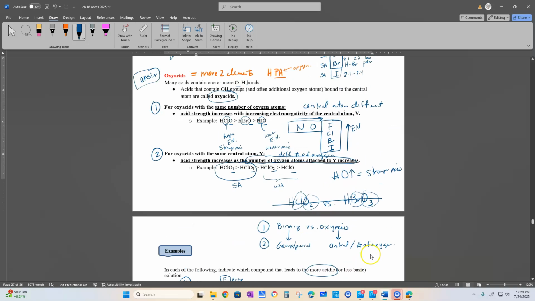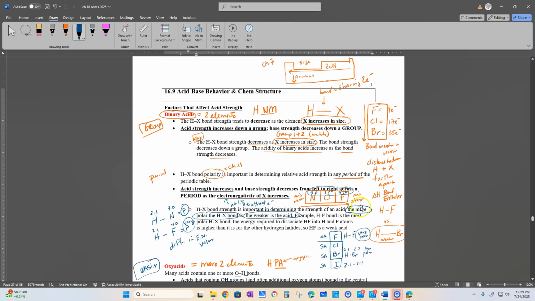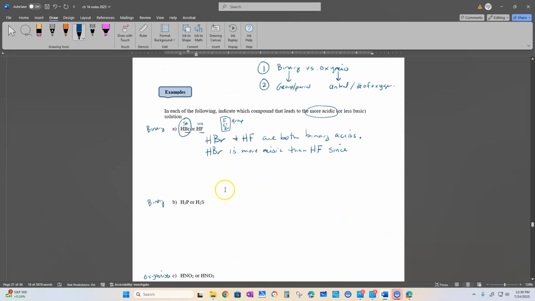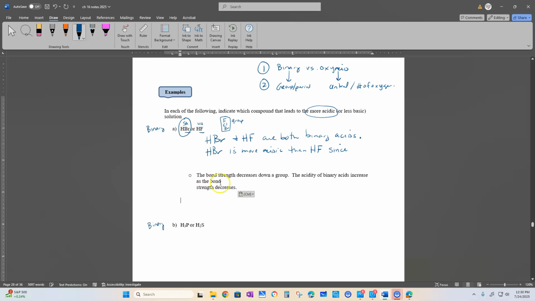Our evidence is, let's look at the group. In a group trend, we have bromine that has more electrons than fluorine. So that means the bond strength for HBr is weaker. And the weaker the bond strength, the more acidic it is. You literally have this right here, so I'm going to copy it so that we can put it into our words.